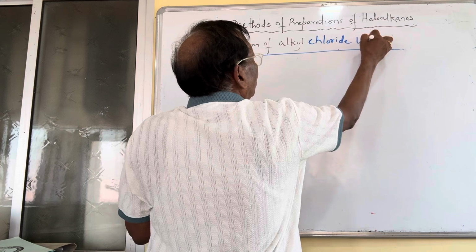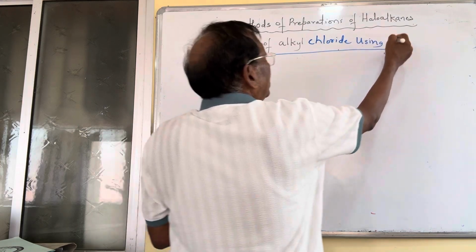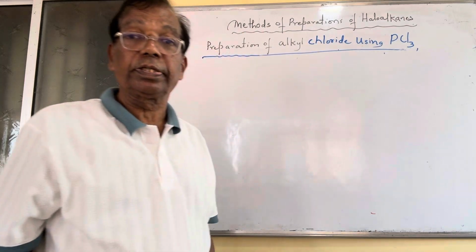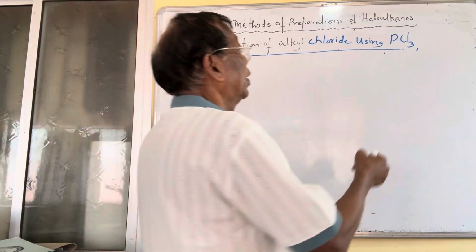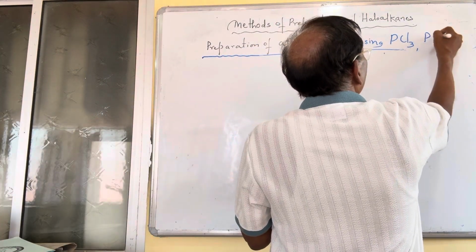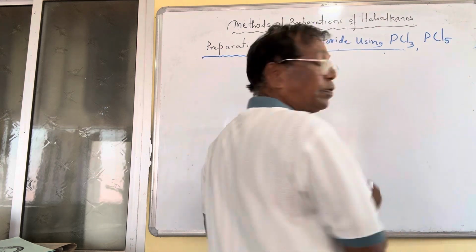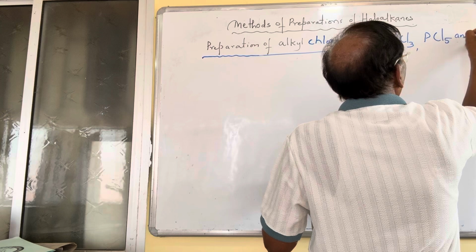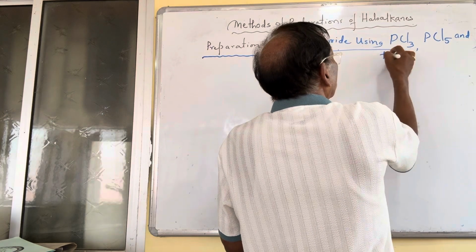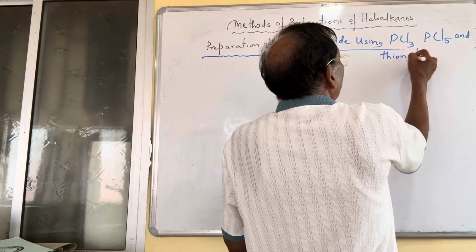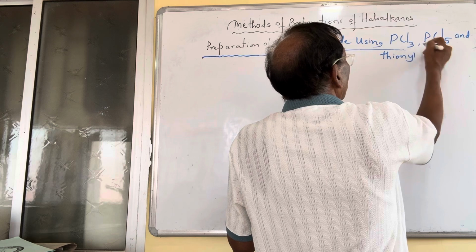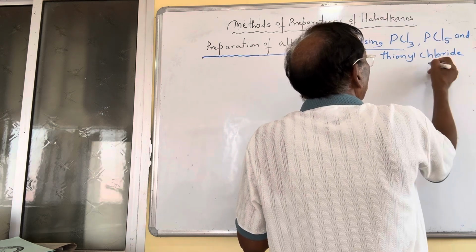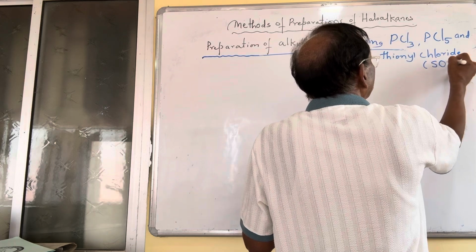using PCl3, phosphorus trichloride, PCl5, phosphorus pentachloride, and thionyl chloride. Now this thionyl chloride is SOCl2.